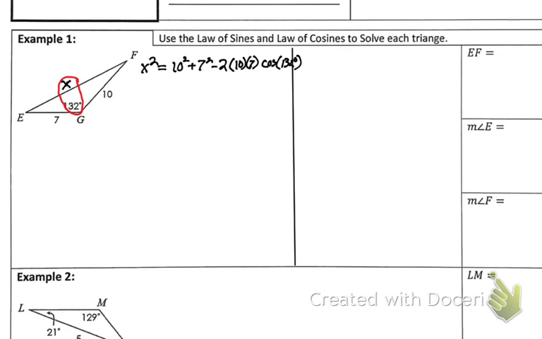Here's the one good thing about the law of cosines, though. When you're finding a missing side, we just plug all of that information into our calculator. So I will now type in 10 squared plus 7 squared minus 2 times 10 times 7 times cosine of 132. Don't shout out an answer. I would like everyone to have a chance to write it down and plug it in.